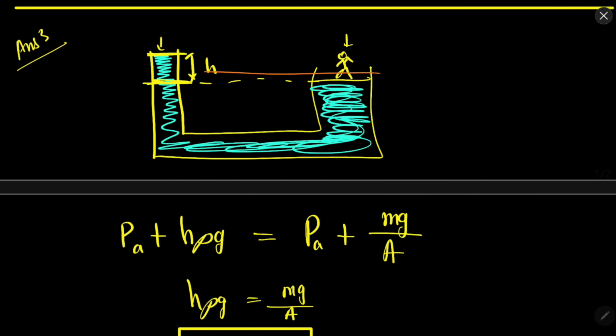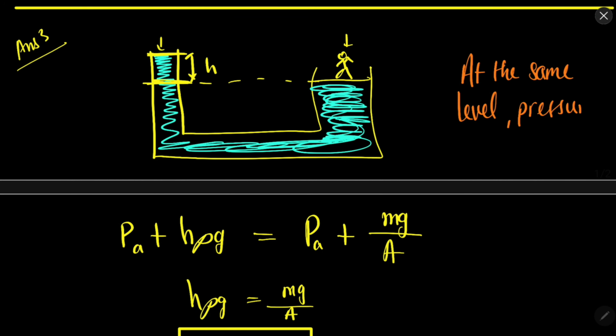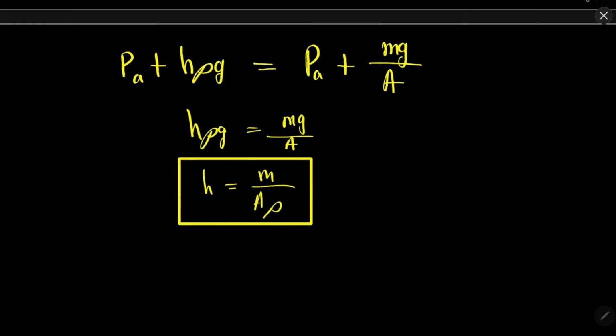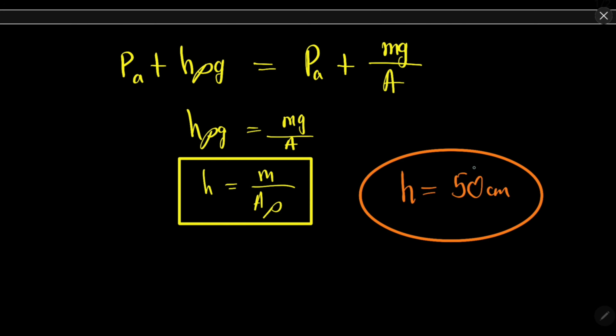So what have we taken? We have taken this level as our reference level. Here one pressure is due to air and one pressure is due to the person, and here one pressure is due to the air and one pressure is due to the water. So this level is considered. We know that at the same level the pressure is the same. Let me write it. At the same level, pressure is the same. So we are taking this level. Once you put all the values, you will find that the height will come out to be 50 centimeters.